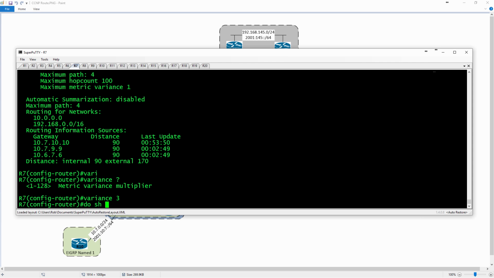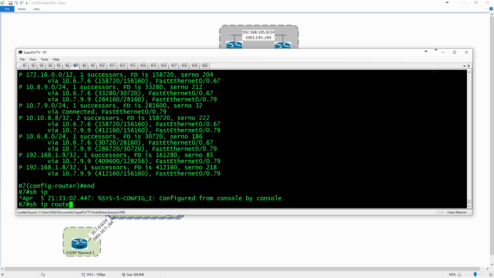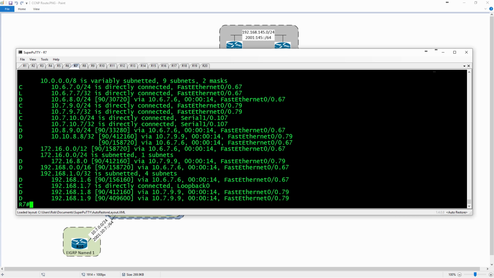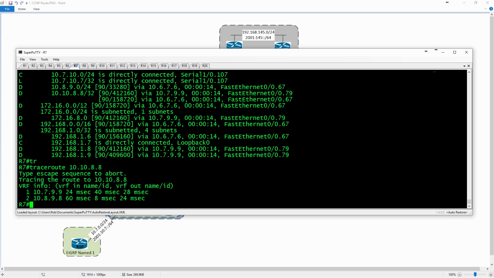do show ip eigrp topology all-links, it doesn't change anything here. But what it will do is show ip route. We will have 2 paths to this destination now, and they both got injected. Because what you're doing with the variance is you're saying, take this value right here, multiply it by 3, and that is the worst metric you will accept to put in the routing table. So now if I do a traceroute to 10.10.8.8, the primary path in this case goes by R9.